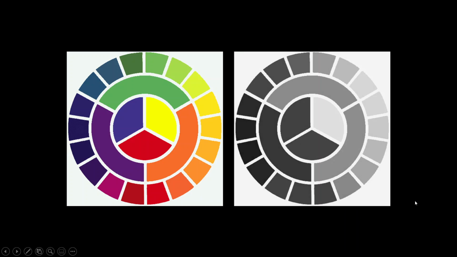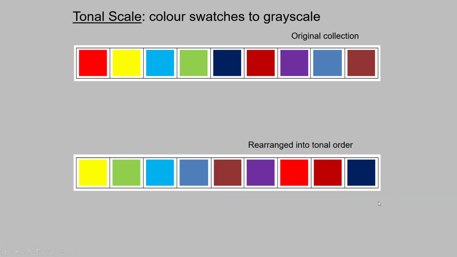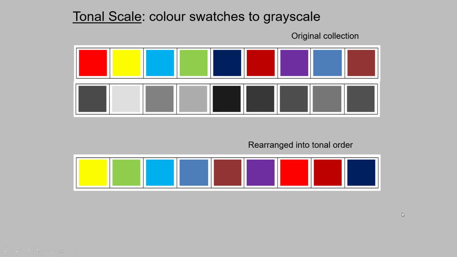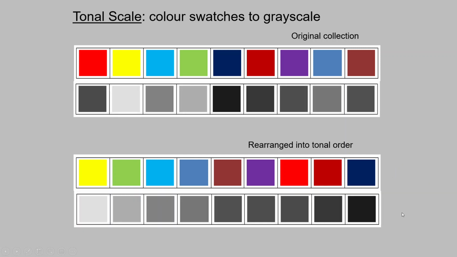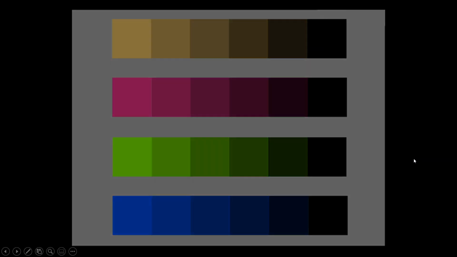If we desaturate, if we take all the colour away, we can see the tonal qualities of the colour. Yellow, of course, is brighter than blue and certainly brighter than red. Here's a colour swatch. We've rearranged it from light to dark in tonal order. If we desaturate again, we can see that this works. If you were to add black to a colour, we call it a shade. If you add white, we call it a tint.